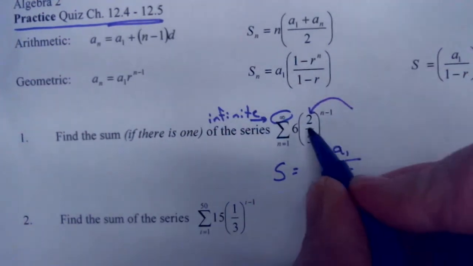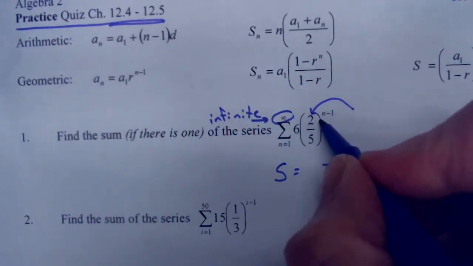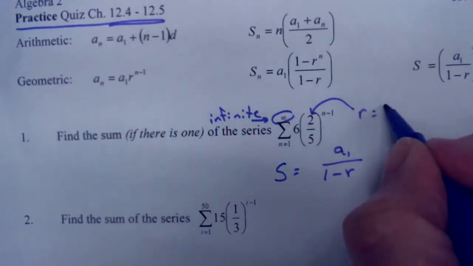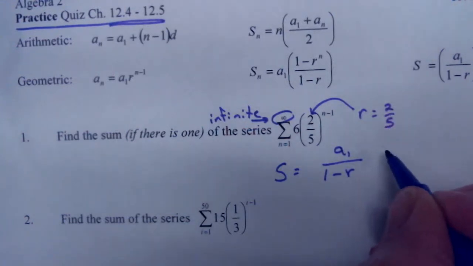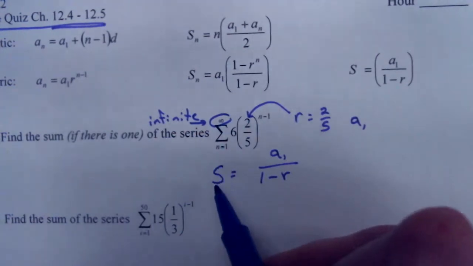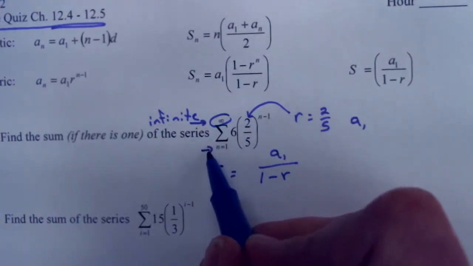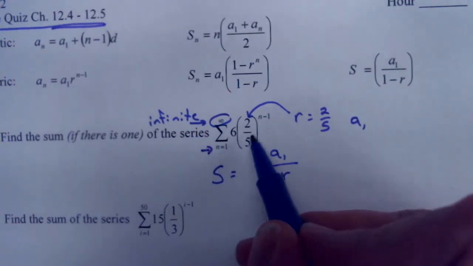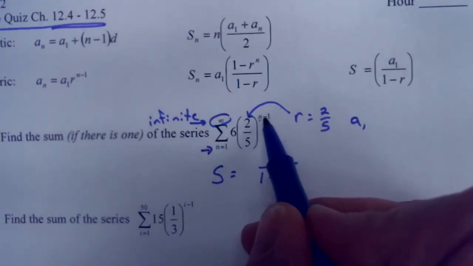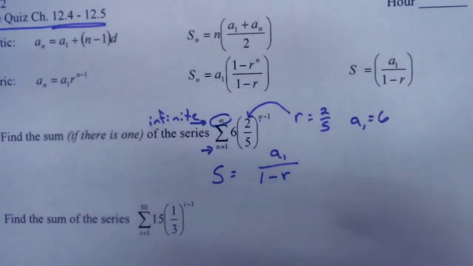R is easy to find. It's always the part that's raised to the exponent, where n is the exponent, so r is equal to 2/5. The first term, a sub 1, well, we need to calculate that. Put in 1, because that's where the first term begins, at n equals 1. 1 minus 1 in the exponent is 0. 2/5 to the 0 power is equal to 1. 1 times 6 is 6. That's all we need to do the formula.